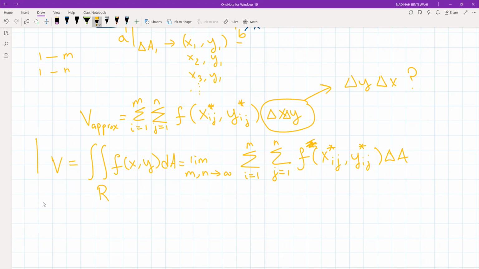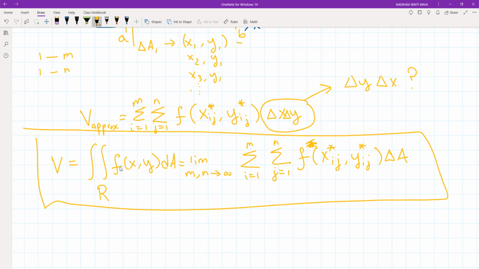So this is the definition for double integration. So maksudnya apa? Double integration is the volume. Okay, R ni apa? R ni, this is the region that you want to set up. Awak nak set up region, is it a circle, is it a rectangular, or is it any geometry? It depends on what you want to set up.